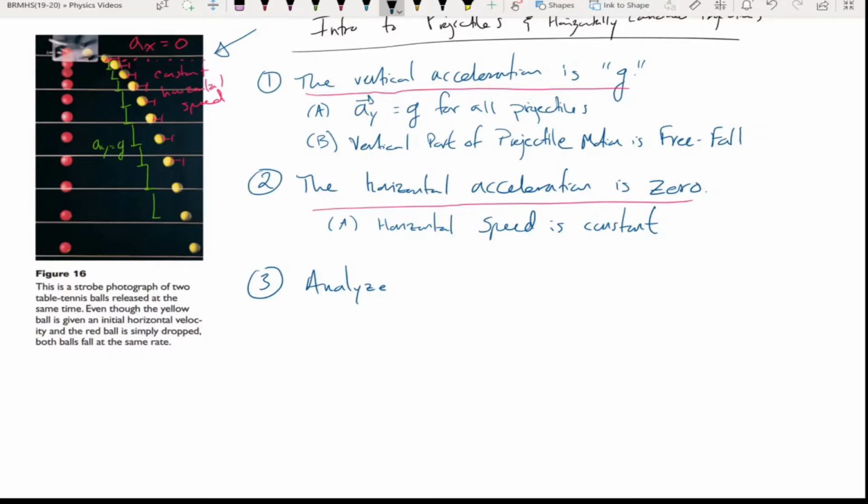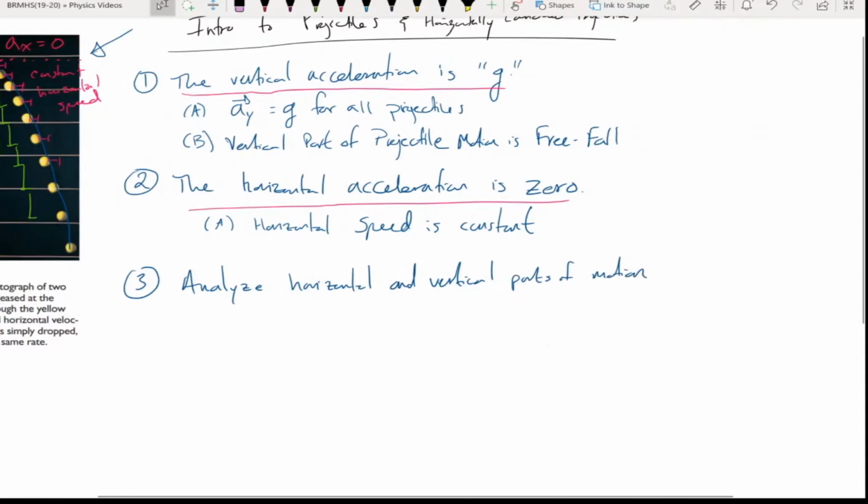essential beginning point for doing anything right with projectiles. And Galileo was the first one to do it, and it blew everybody out of the water, because everybody else was trying to figure out how to look at this parabolic curve without breaking it up into two different problems, one about the horizontal part in pink and one about the vertical part in green. So we analyze horizontal and vertical parts of motion separately. That is the key.